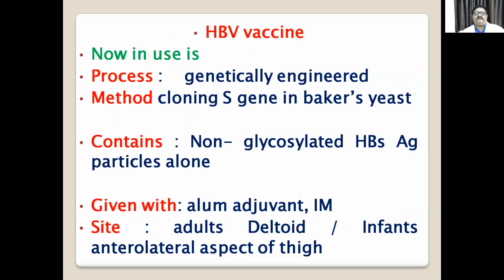Now, the hepatitis B vaccine, how do we use it? It is a genetically engineered vaccine, cloning the S gene in Baker's yeast. We have seen that this S gene is responsible for hepatitis B surface antigen. So that in Baker's yeast contains non-glycosylated hepatitis B surface antigen particles alone and is given with alum adjuvant.